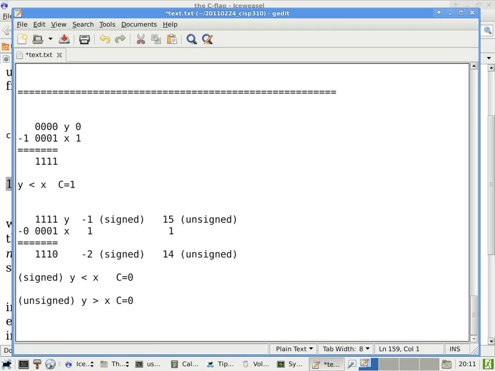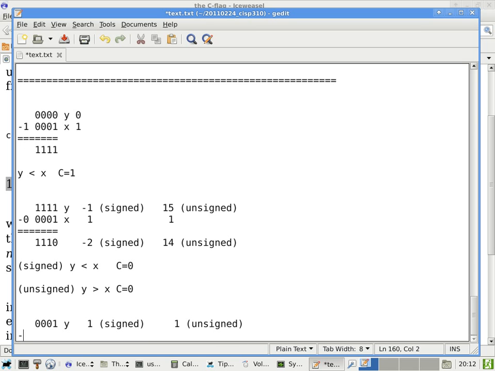Let's take a look at yet another case. Let's just flip the operand to see what happens. In other words, let's do 0001, and that's my Y, which represents 1 signed, which also represents 1 unsigned. And we are just flipping the operands, so the number to subtract from 0001 is 1111 as a bit pattern.